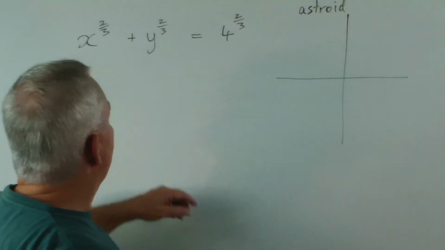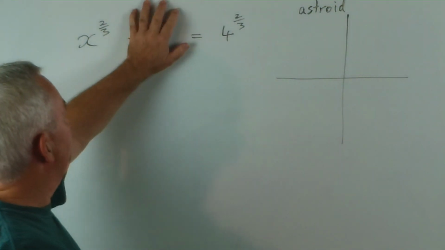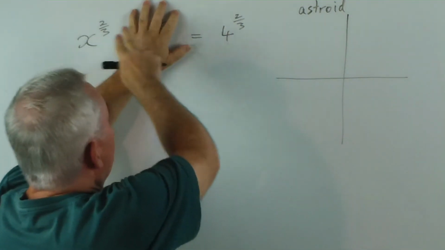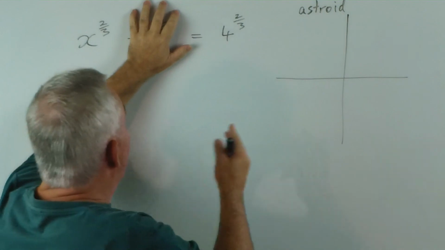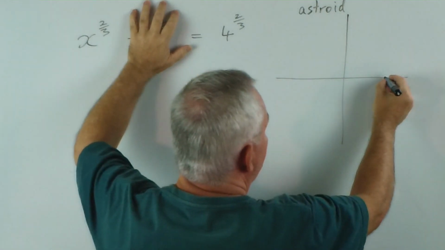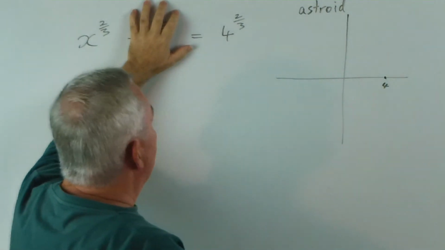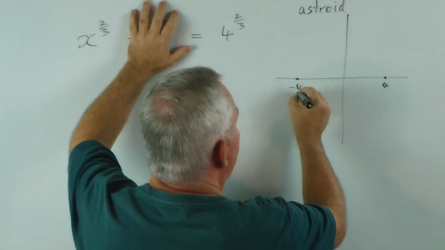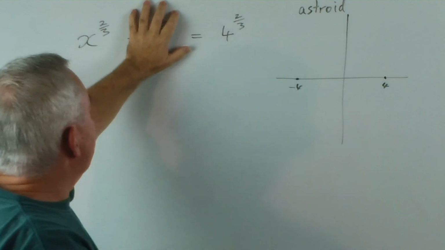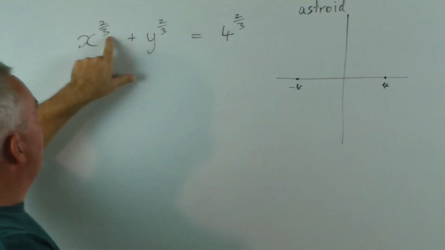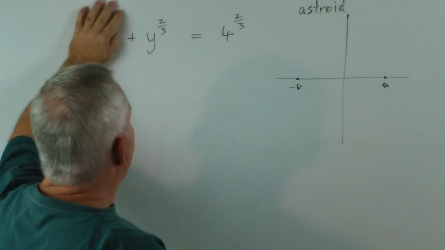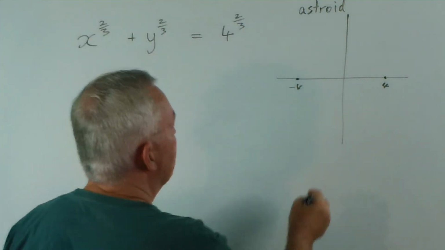And the graph of an astroid looks like this. You can see that if y is 0, and I just ignore the powers of 2/3 because x to the 2/3 equals 4 to the 2/3, you can see that x would equal 4. It turns out that x could also equal negative 4, because although you've got a cube root, you're squaring, which would get rid of the negative sign. Again, if x is 0, y would equal plus or minus 4.